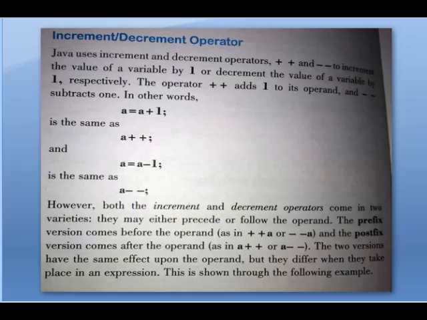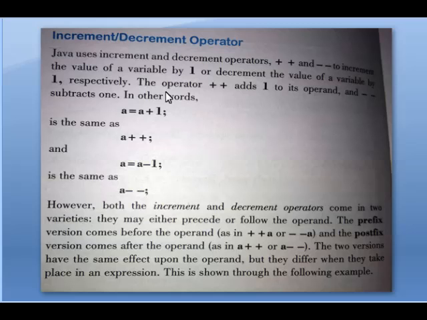In your book, take page number 66. Increment and decrement operator. Java uses increment and decrement operators, plus plus and minus minus, to increment the value of a variable by 1 or decrement the value of the variable by 1 respectively. So plus plus means we are going to increase any given value by 1, and minus minus means we are going to decrease the given value by 1.